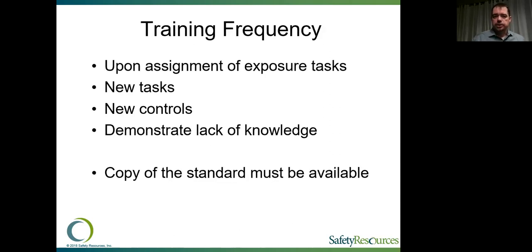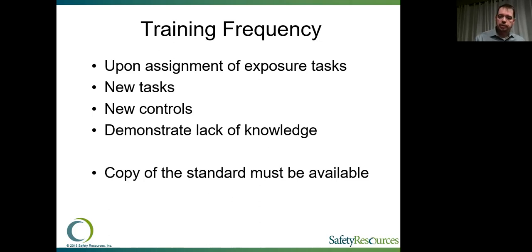In terms of the training frequency that needs to be provided for employees, just like any other standard, it generally is going to be based off of the types of exposures they have, or assignment of new exposures. Anytime that we have new tasks, or we change control methods, or apply new control methods and put them in place, or if the employees are just generally demonstrating a lack of knowledge about what the guidelines and the rules are. We need to be able to provide a copy of the standard to employees, and at least allow them to review it and look over it for themselves, to ensure that they have a full understanding of what it actually states and stipulates for ensuring that we're able to control that dust.